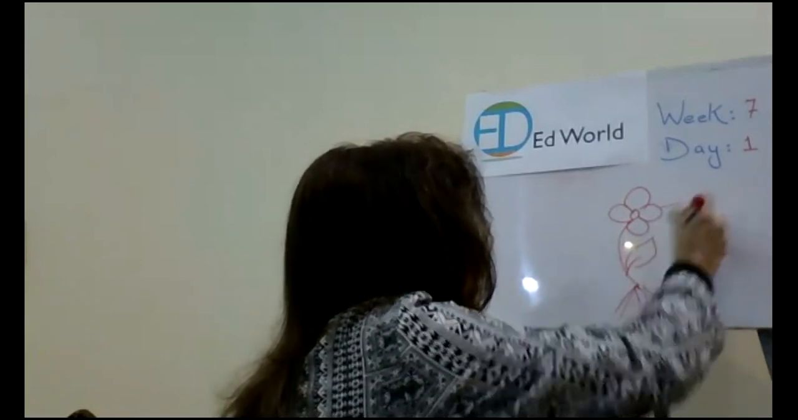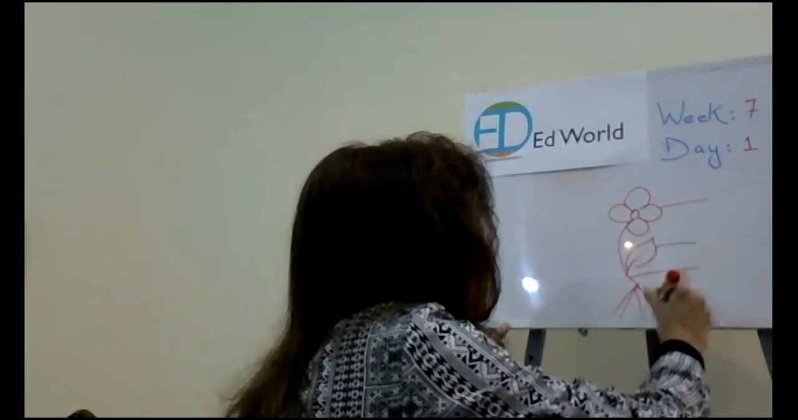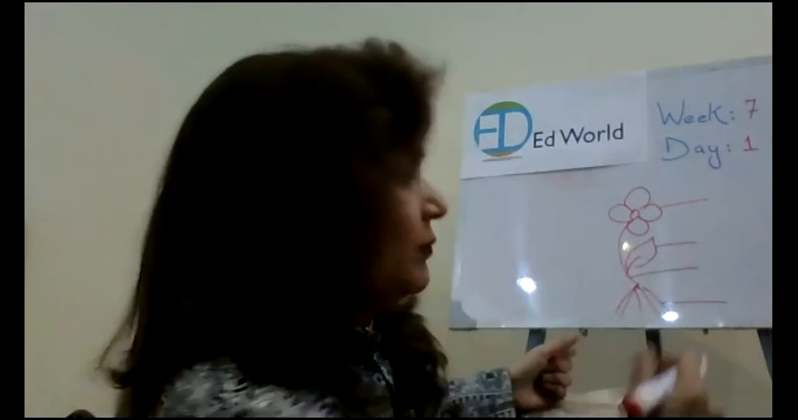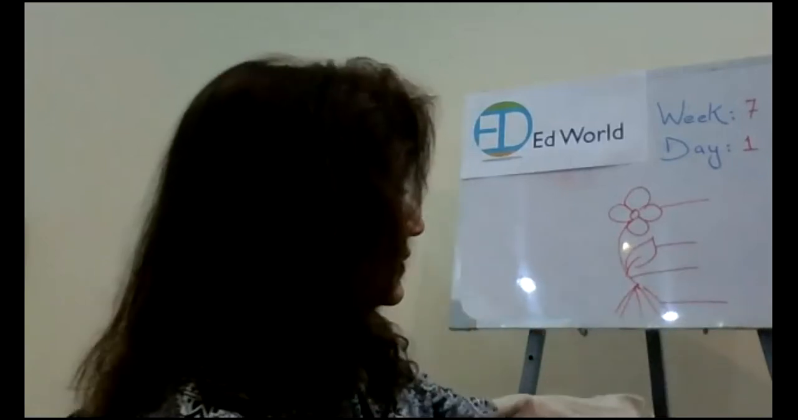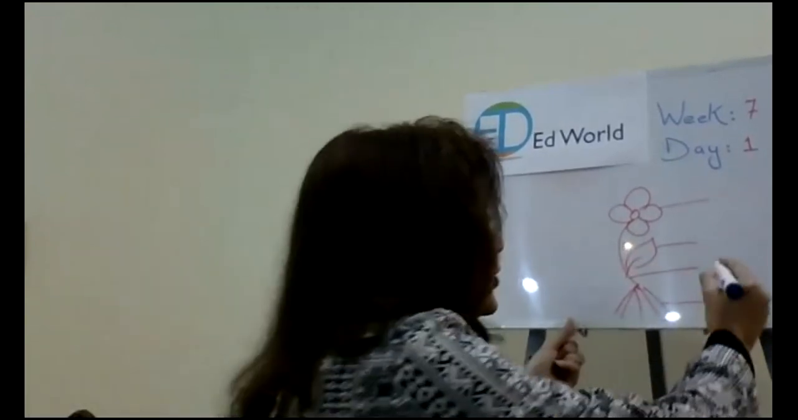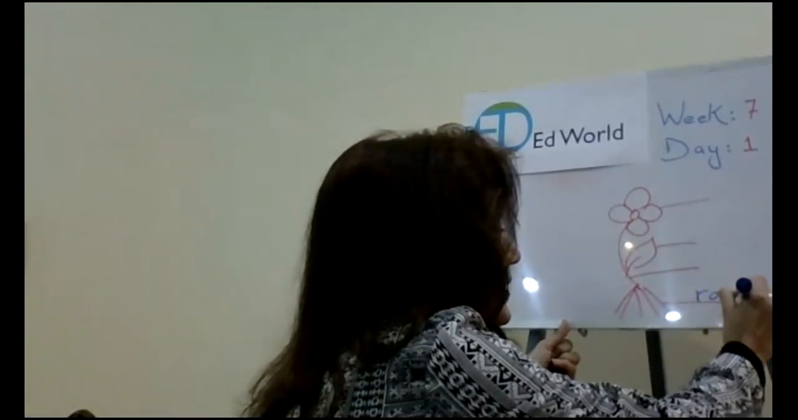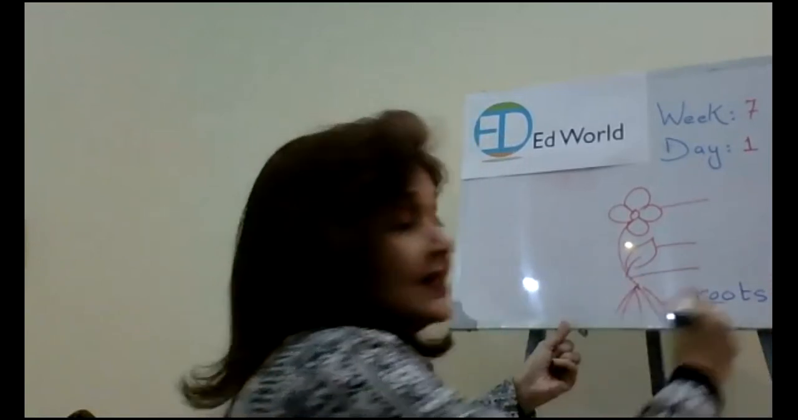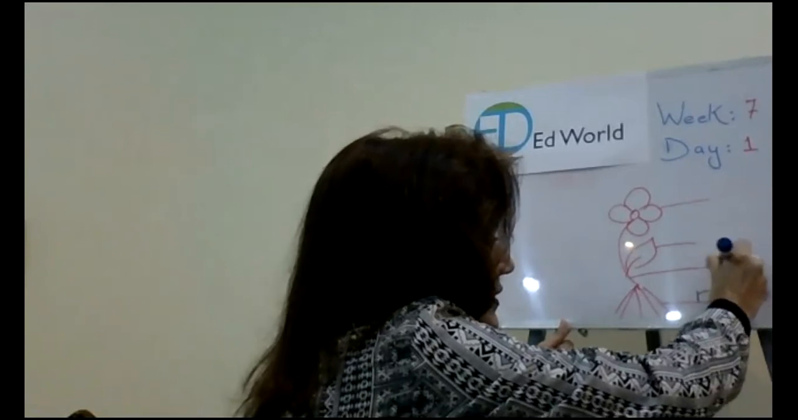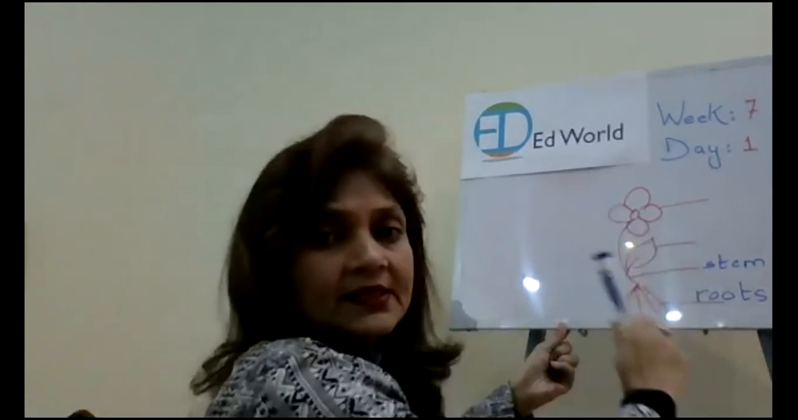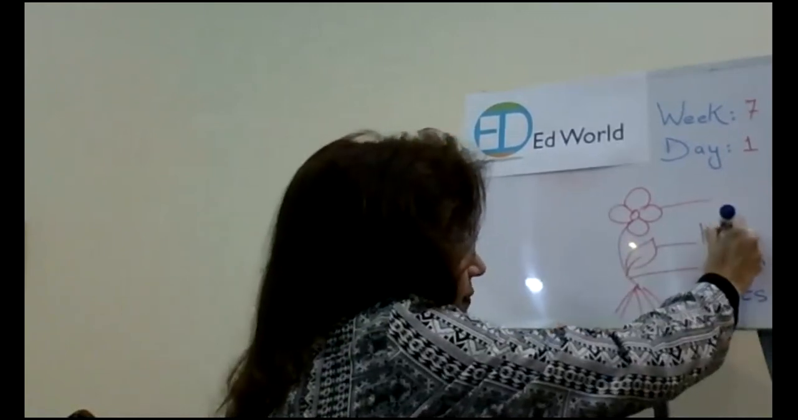All right. Okay. Now these are the different parts of the plant. All right. I have drawn. Now tell me what shall I write here? What is going to be written here? Which part of a plant is this? Roots, correct, very good. These are the roots. Wow, great. And what is this? It's a stem. Very good. And what is this? This is a leaf. Very good.